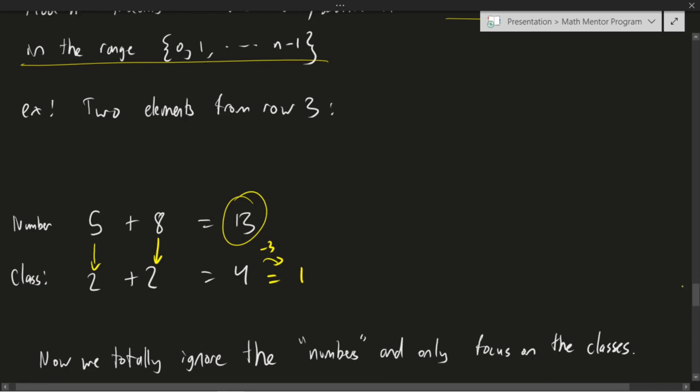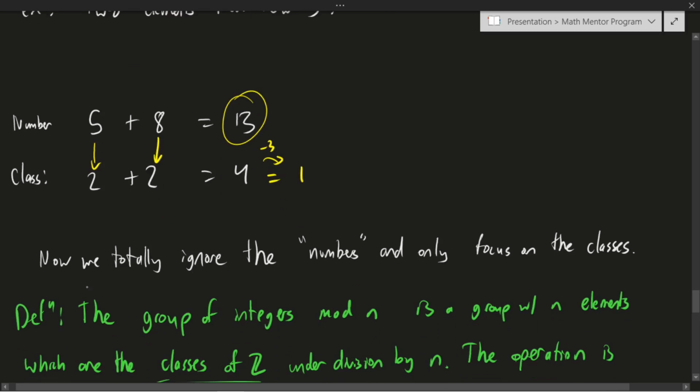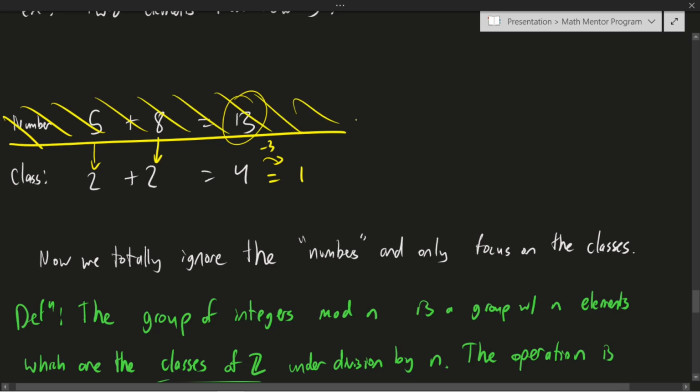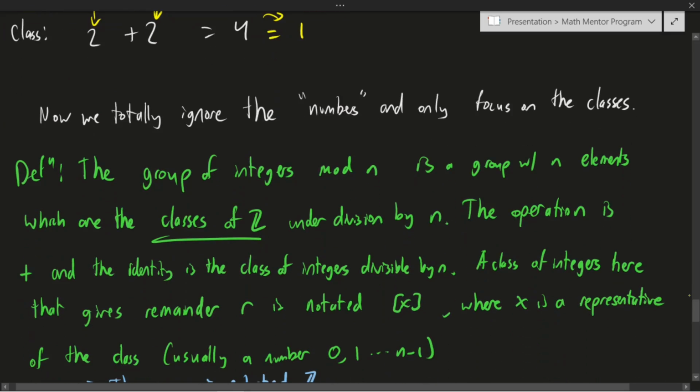Now, hopefully I've convinced you that this works. The point is now that we're going to just totally ignore everything that happens in this area here. So we're not going to add the numbers anymore. We're just going to add the classes. And actually, our group structure is going to be made of the classes. So in particular, let's define the group of integers mod n to be the group whose elements are the classes of the integers under division by n. So the operation here is addition, and the identity is the class of integers that are divisible by n.